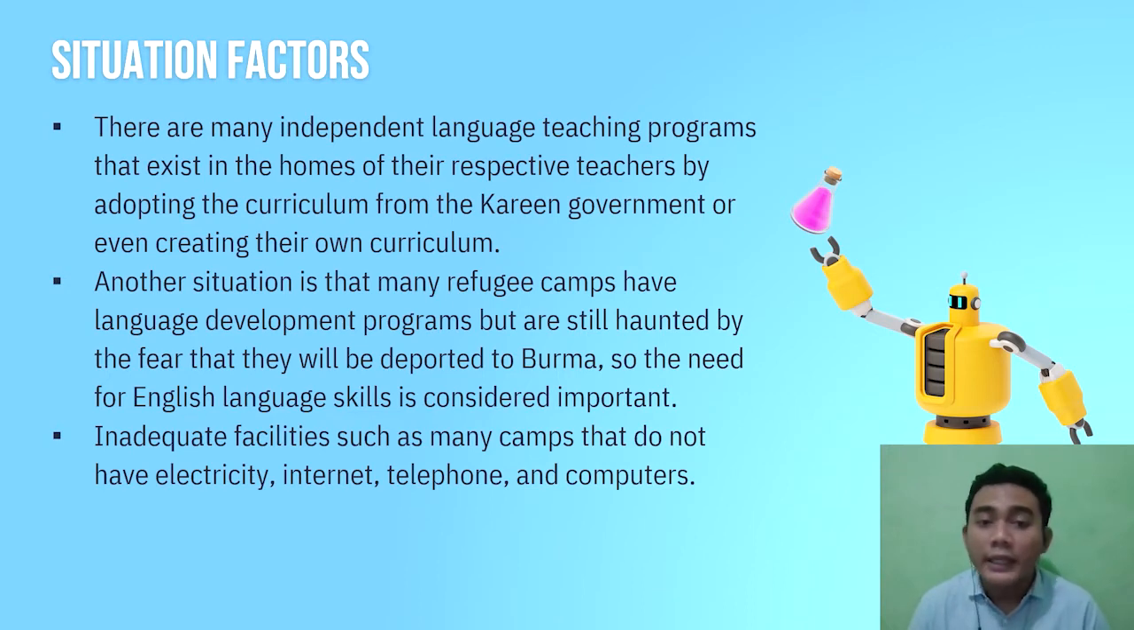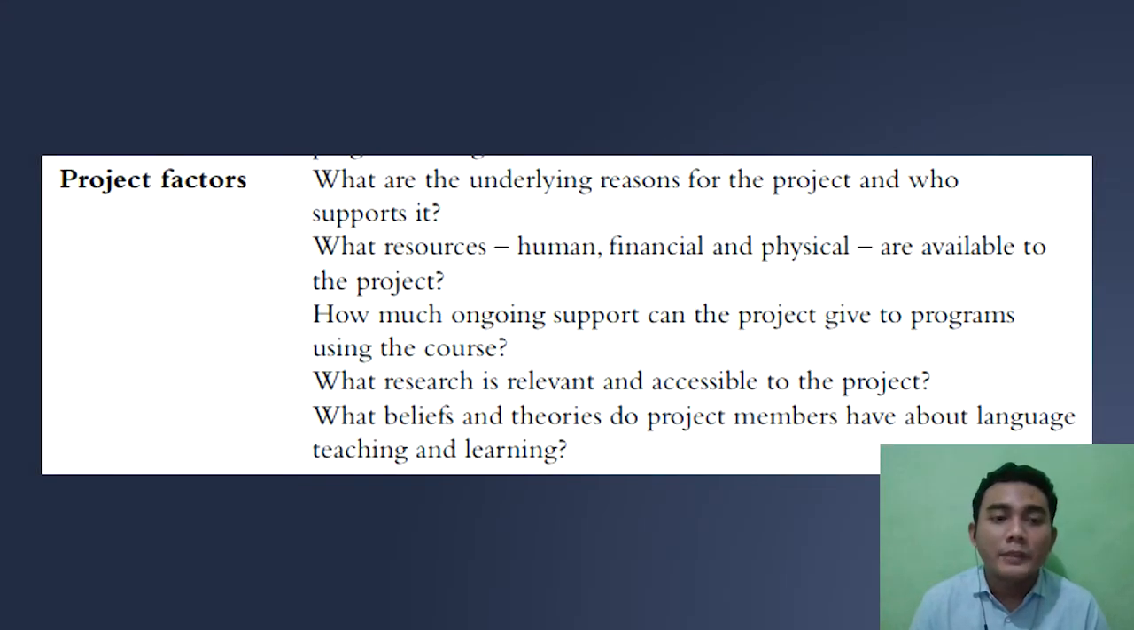So, and then inadequate facilities, such as many camps do not have electricity, internet, telephone, and computers. So just very few camps have that. And then for the project factor, actually, when we are talking about environmental analysis, it is only three factors. But in this paper, there is one more factor that is stated by the researcher.